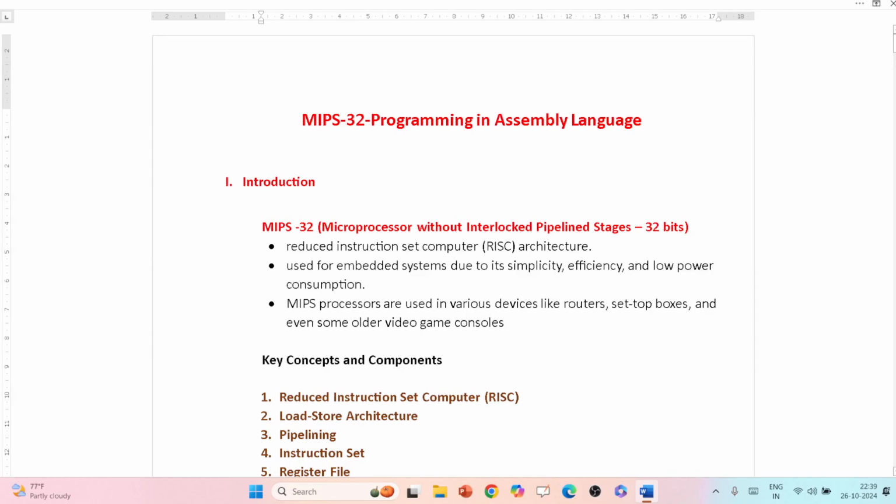Hello everybody. Today we are going to see about MIPS 32 programming in assembly language. So the first one is the introduction. So we are going to see what it is actually.